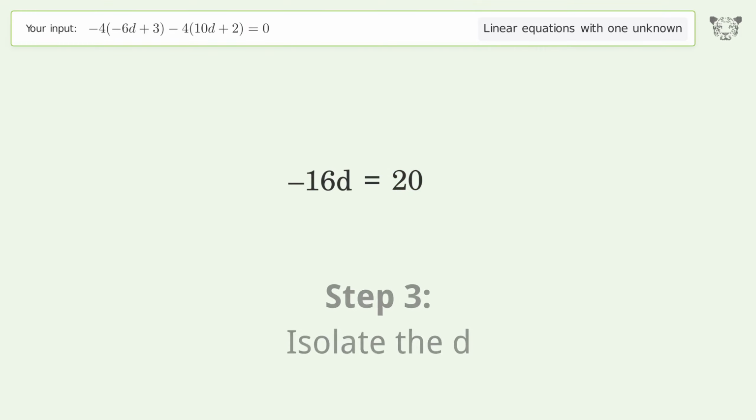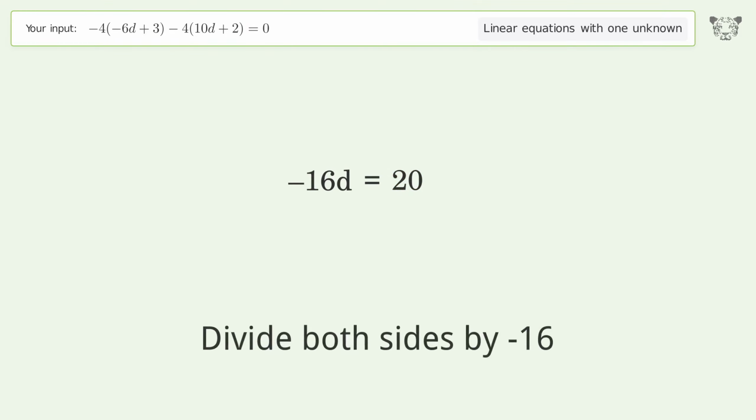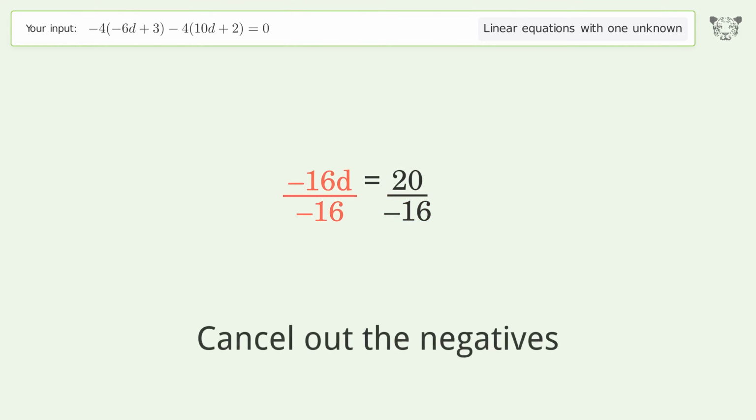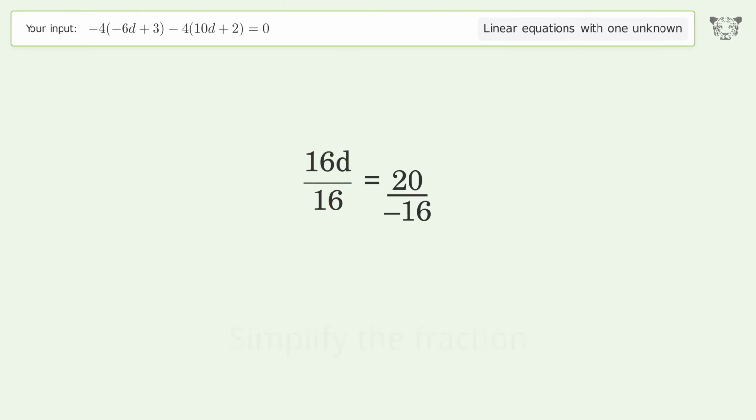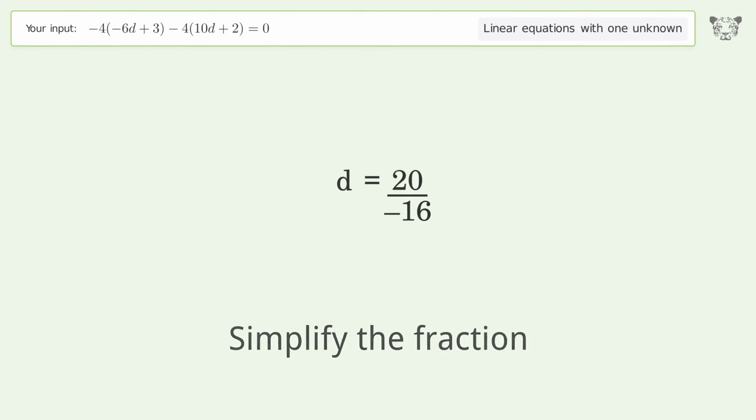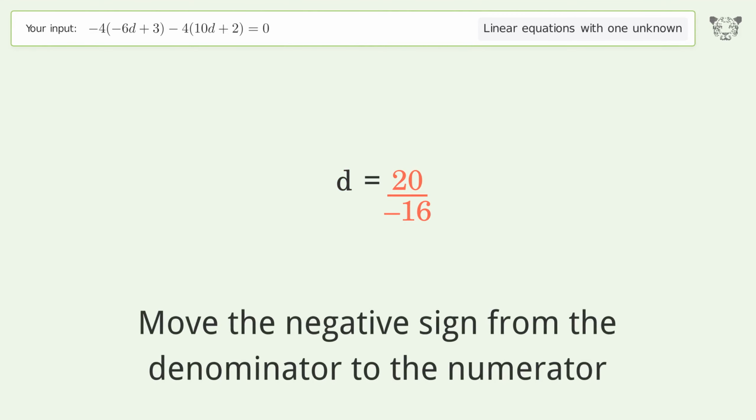Isolate the d. Divide both sides by -16. Cancel out the negatives. Simplify the fraction. Move the negative sign from the denominator to the numerator.